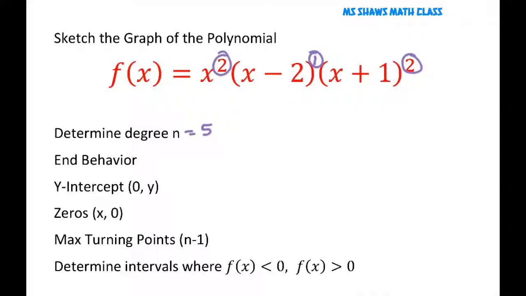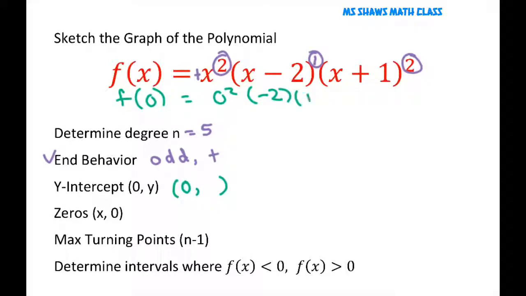What you need to know about your end behavior is that 5 is an odd number, and we also need to know that our lead coefficient is positive. We're going to get back to this in a moment. Now let's look at our y-intercept. That is when x is 0. So just plug in 0 here. You get 0 squared times negative 2 times 1 squared, and that equals 0.